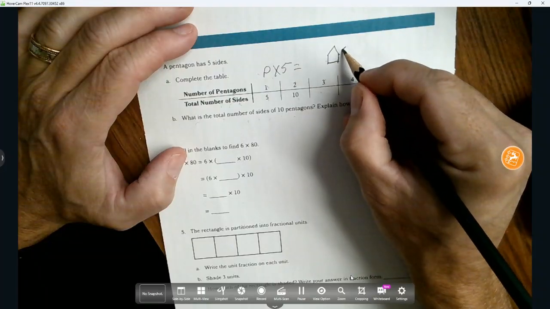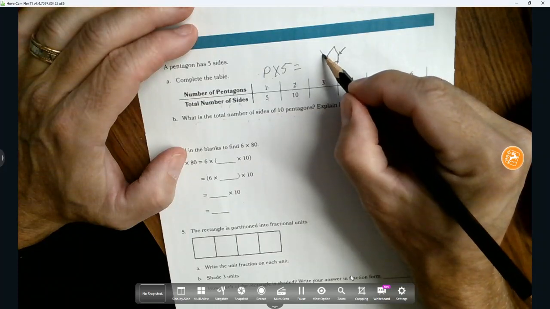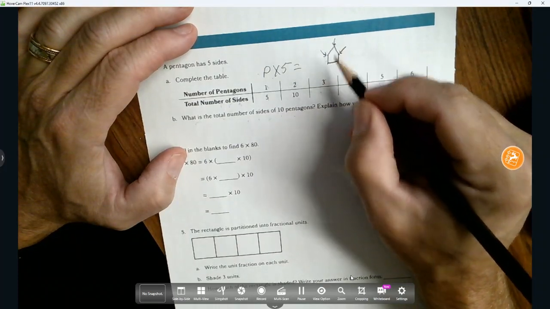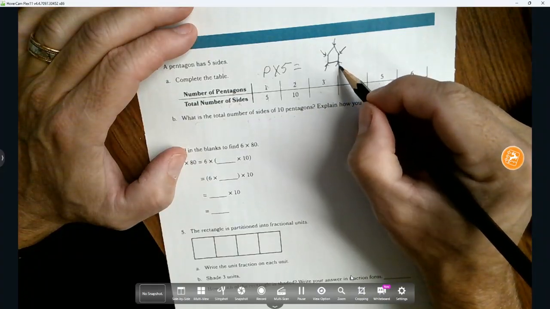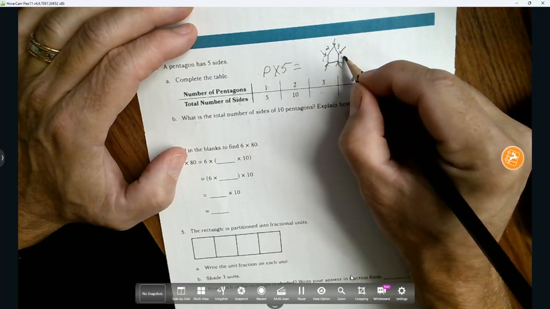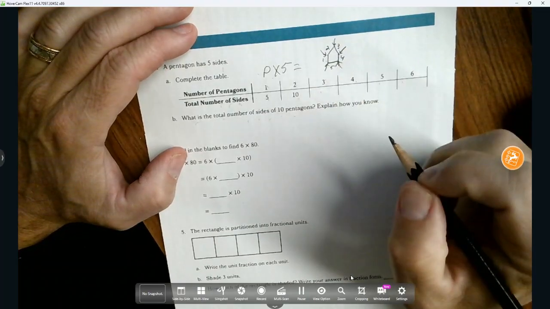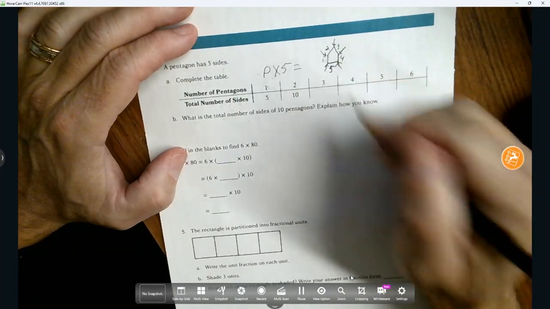Each vertice, right there, each angle, that shows us where our sides are. So if we know we have all these sides, angles, corners, we have side 1, side 2, side 3, side 4, and side 5. Okay? That 5 doesn't look the neatest. Trust me, it's a 5. So we have 5 sides.